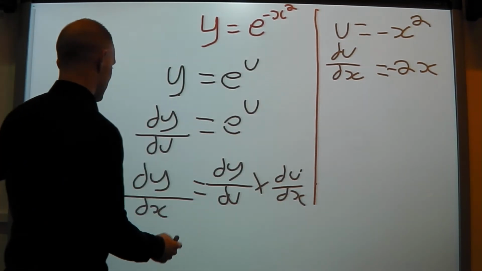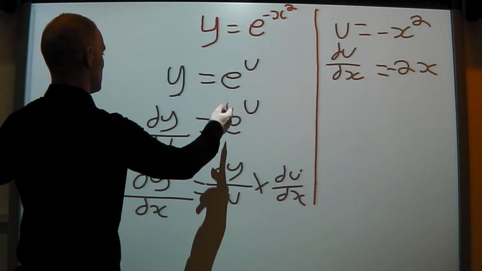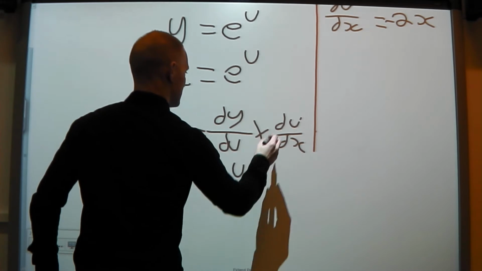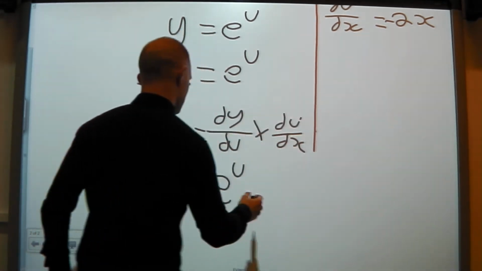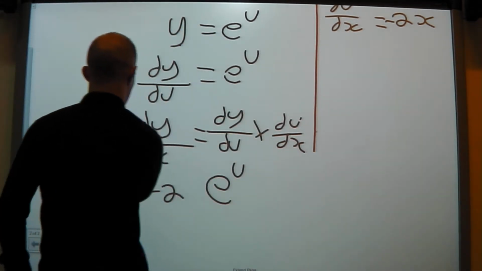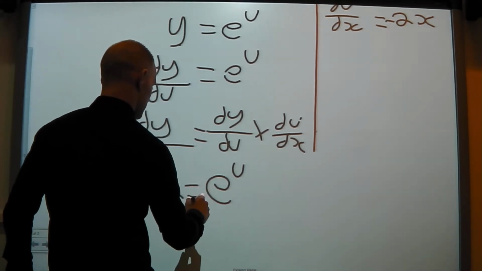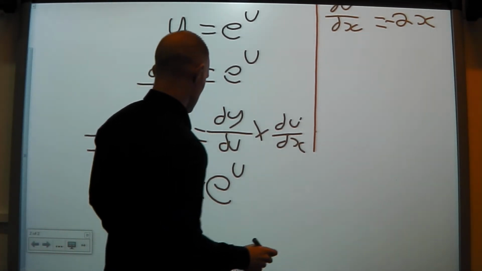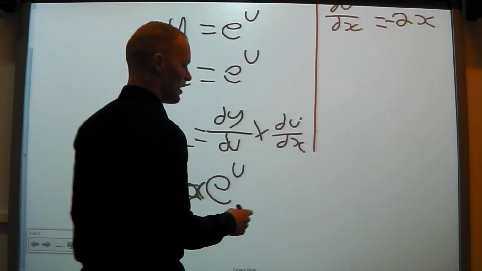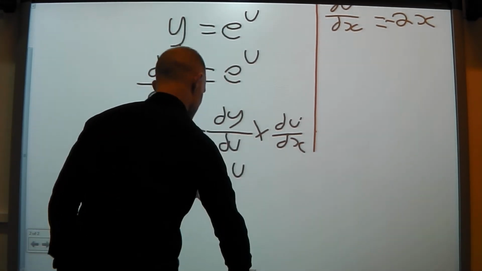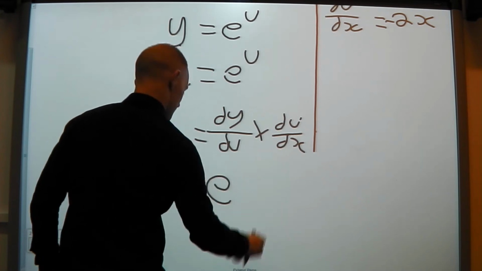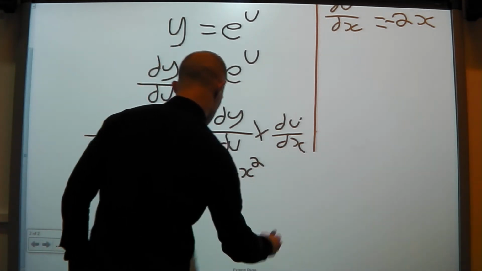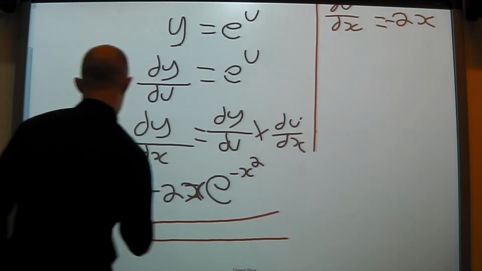So basically that's what we have to do here. dy/du is equal to e to the u, and then times du/dx, which is negative 2x. We'll just put that at the start. That's equal to negative 2x e to the u. And don't forget our u was negative x squared, so we'll just replace that. Negative x squared. And that's your dy/dx there.